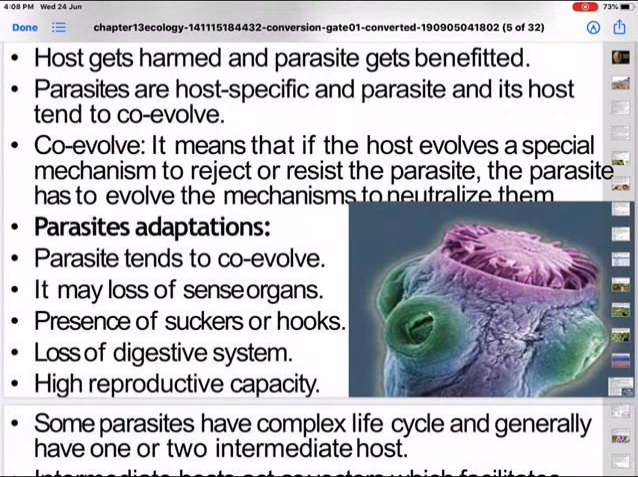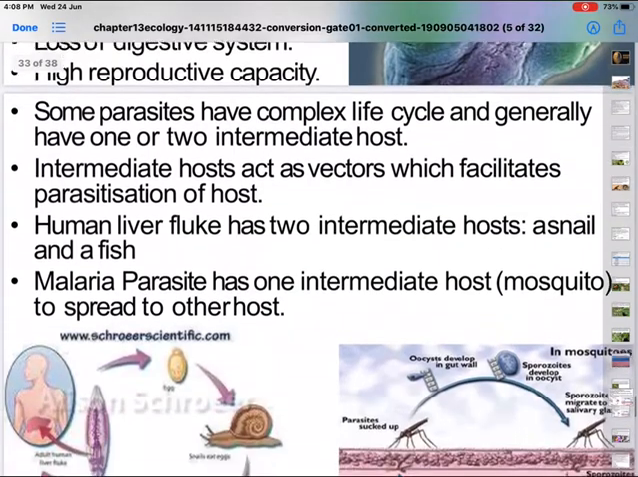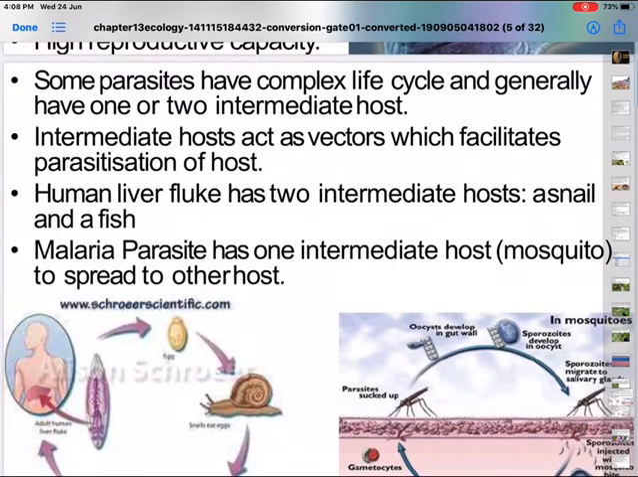It may lose sense organs, loss of sense organs. Presence of suckers and hooks. This is very, very important. You can see here the sucker there, and loss of digestive system. High reproductive capacity. This is another important adaptation. Some parasites have a complex life cycle and generally have one or two intermediate hosts. Normally the parasites will complete their life cycle with the intermediate host. That means directly they can't. So the intermediate hosts act as vectors.